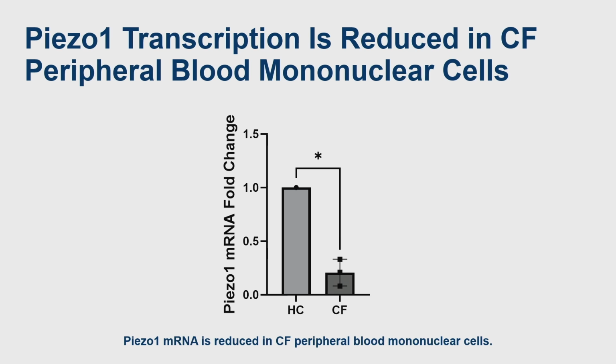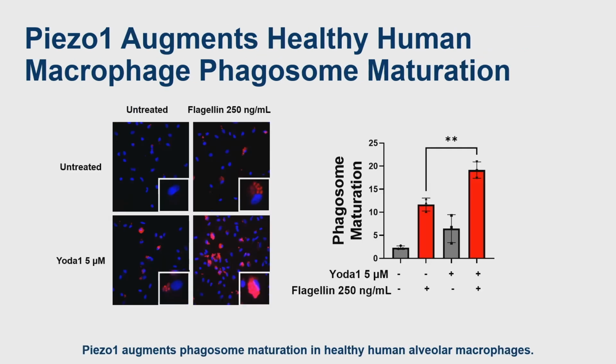Finally, in order to see the therapeutic relevance of piezo-1 activation, we gave YOTA-1 to cadaveric alveolar macrophages from a healthy donor, and we were able to do something very similar to the bone marrow-derived macrophages. And we were able to increase the flagellin-induced phagolysosome maturation with YOTA-1 in healthy human alveolar macrophages.